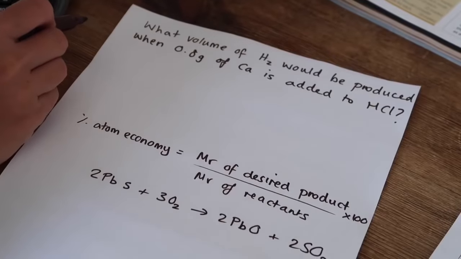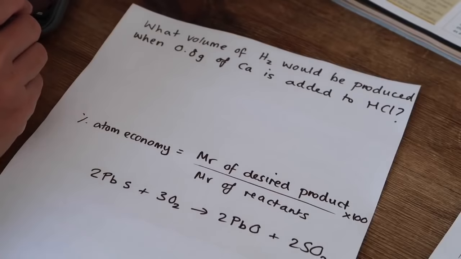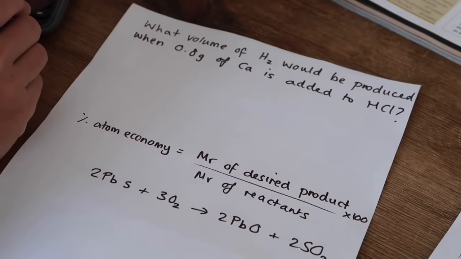Now we're looking at how to work out volumes. So what volume of hydrogen would be produced when 0.8 grams of calcium is added to hydrochloric acid?